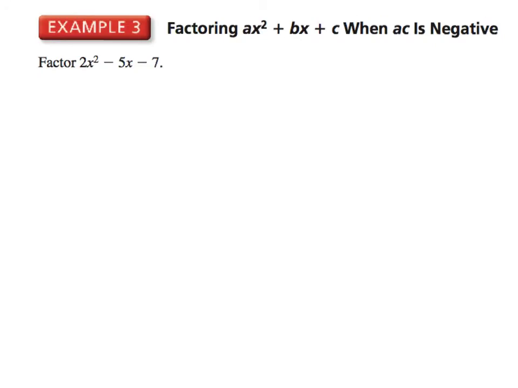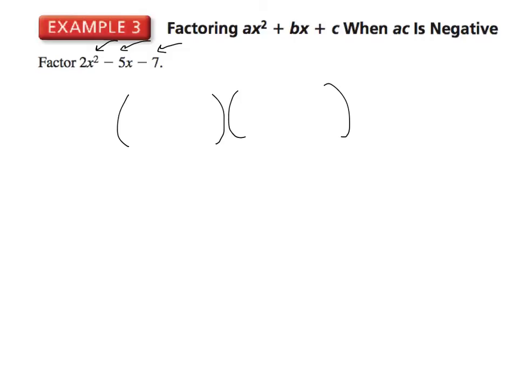In example number 3, write this problem down. 2x squared minus 5x minus 7. There is no GCF. None. So we have to factor this. What 2 binomials would we get?